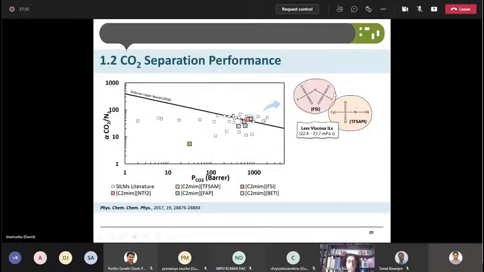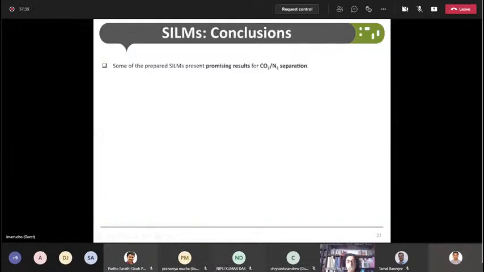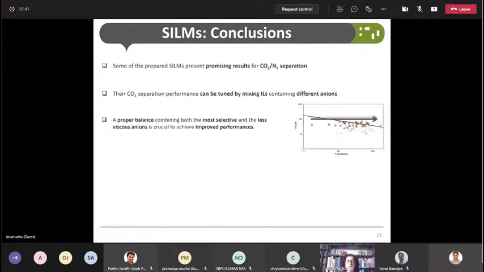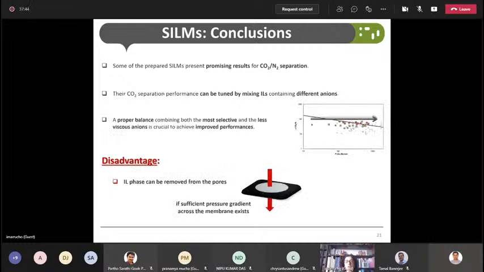So we have seen that this is a very promising strategy to separate gases. It can be tuned just by mixing different cations and anions, and we can have very good selectivities also. However, there is a disadvantage, and the disadvantage is that the ionic liquid phases inside the pores through hydrophobic interactions that are weak, which means that if we have a higher gradient, the ionic liquid can be displaced from the membrane, and thus we lose our separating fluid.